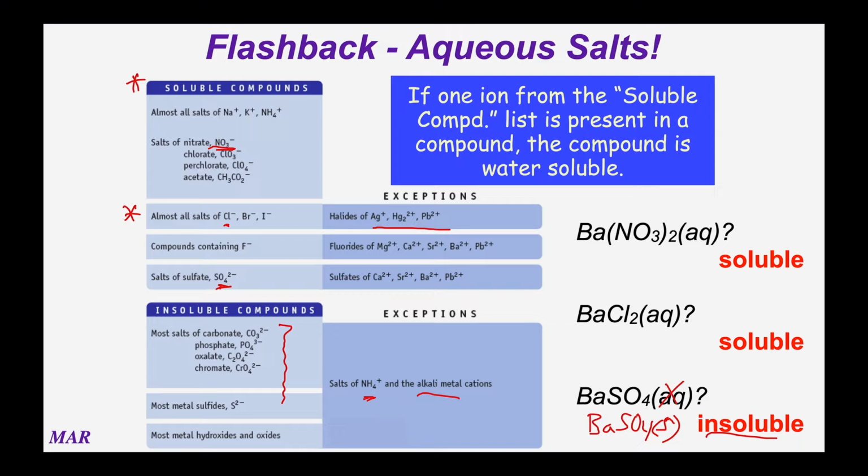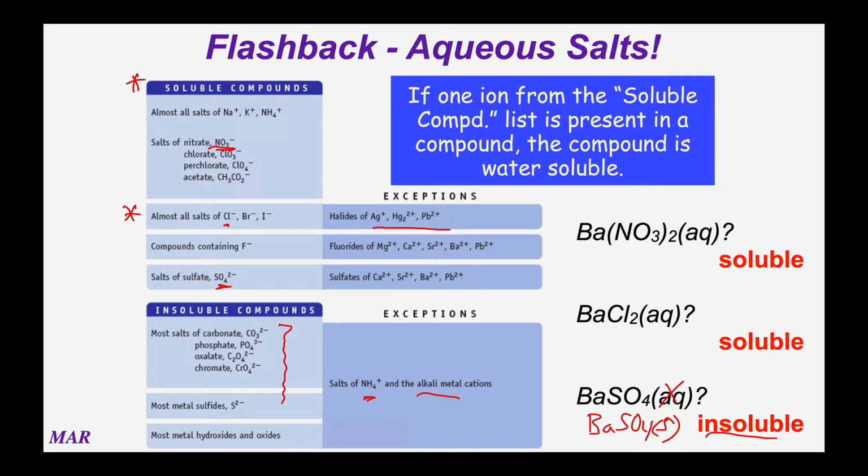So the first two were absolutely correct. Those were soluble, and you should write aq. But this last one, it should be BaSO4 solid. Sorry, my s's are pretty bad here as I write on this. Barium sulfate is insoluble. It does not dissolve well in water.